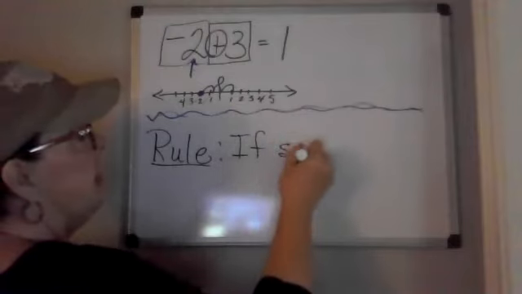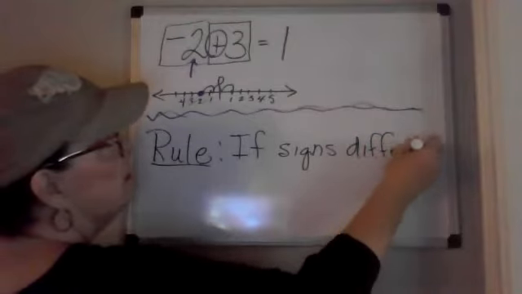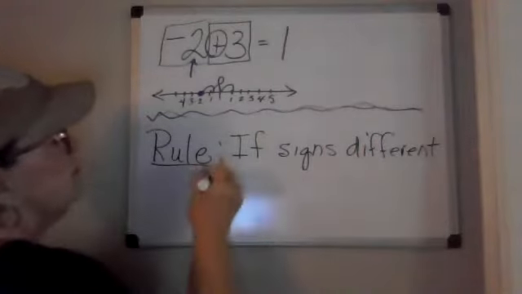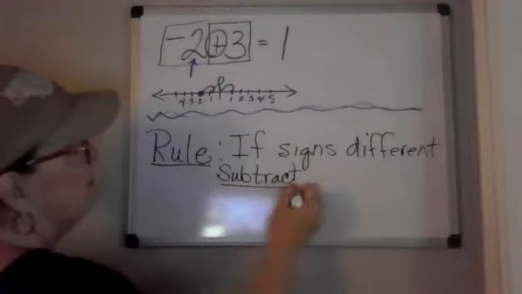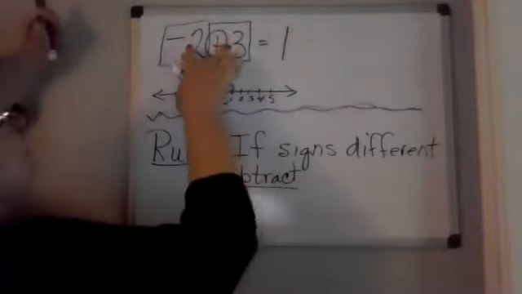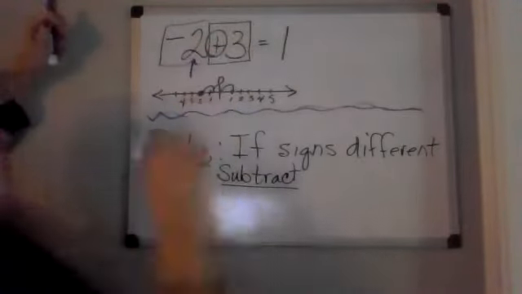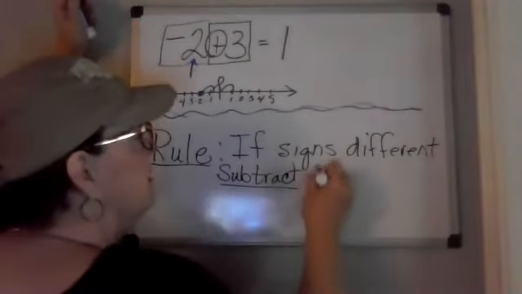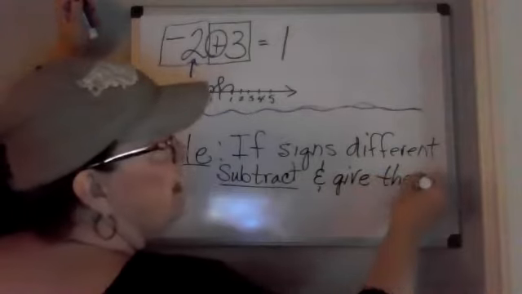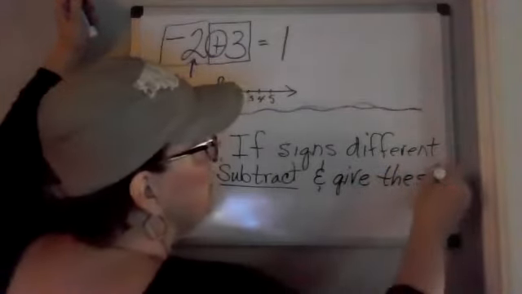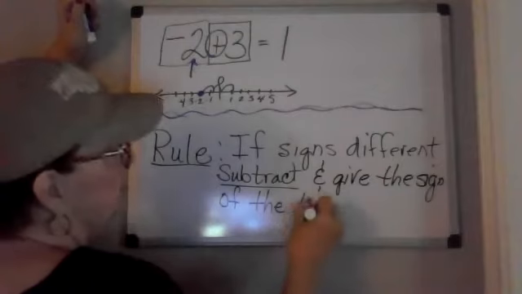If the signs are different, subtract. Okay, if the signs are different, it says to subtract 2 and 3. If you subtract 2 and 3, you get 1. And give the answer the sign of the largest looking number.